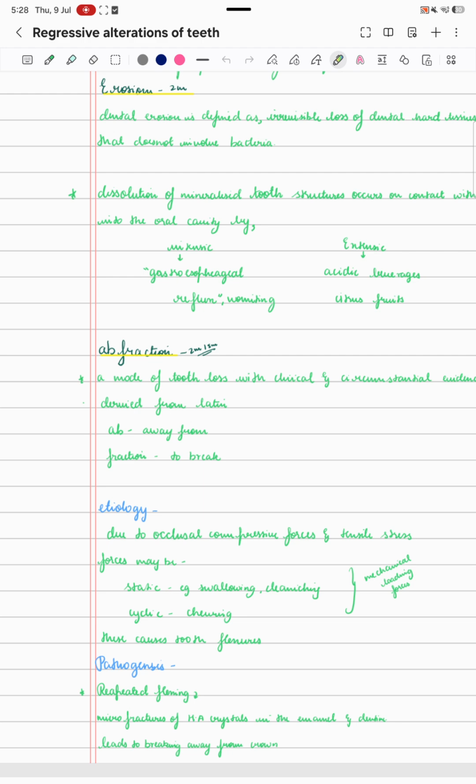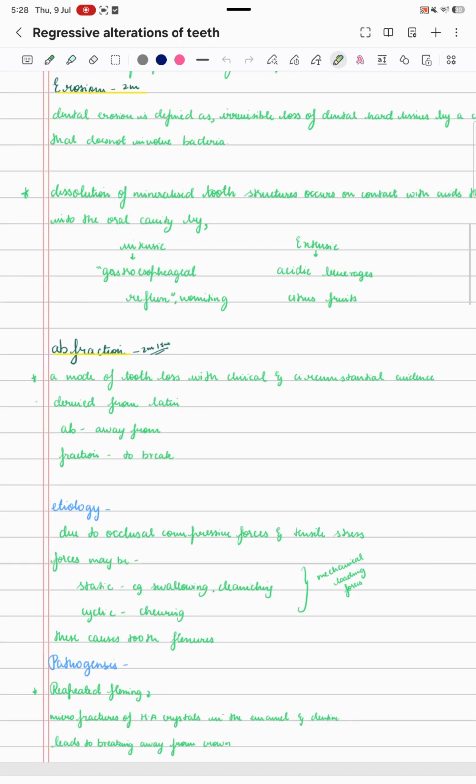So basically, if there are any gastric or esophageal refluxes or vomiting, these produce an acidic environment in the oral cavity, leading to erosion of the enamel. That is your intrinsic erosion, because it is coming internally. And there is another, extrinsic, which is your acidic beverages or citrus fruits, which are taken externally, causing the extrinsic erosion of the teeth.